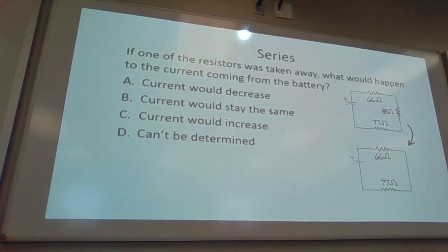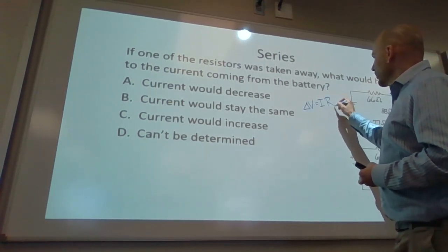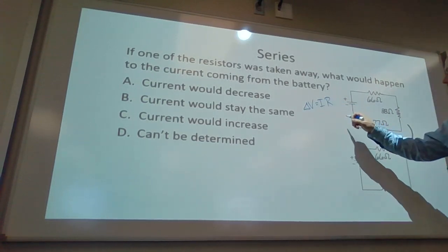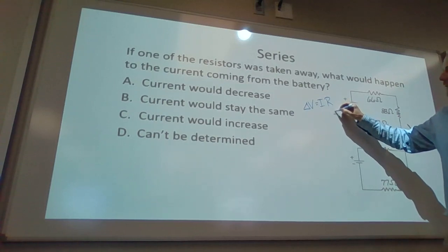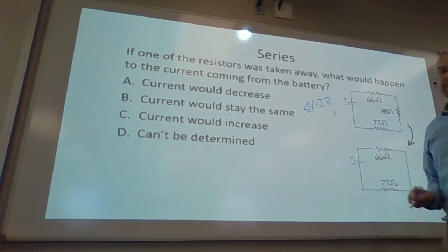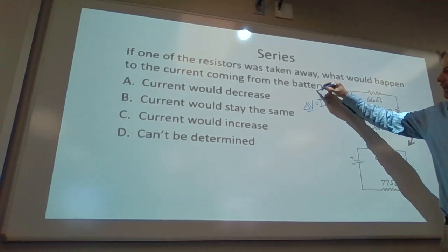Got a vote. I got B and C on the table. As you take a resistor away, that's going to cause the total resistance to do what? Decrease. The voltage of the battery did not change. Therefore, the current is going to increase.